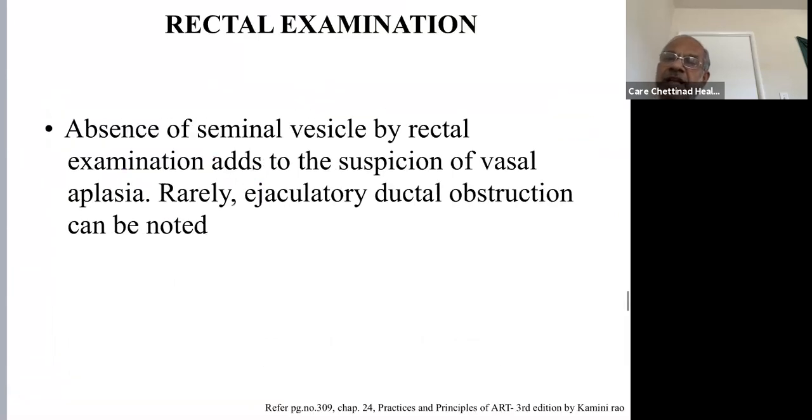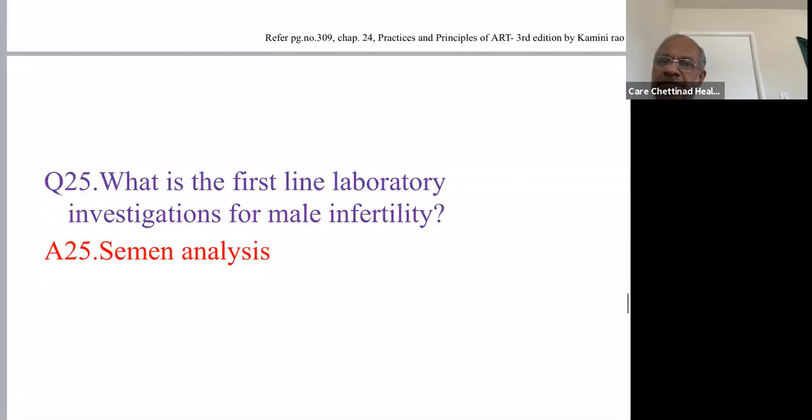Rectal examination is rarely indicated. Primarily, if you suspect basal aplasia, you can do a rectal examination and confirm the absence of seminal vesicle. But you can equally confirm by doing a semen test, identifying the absence of fructose in the semen.